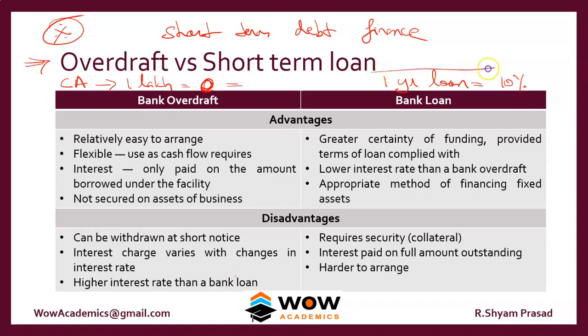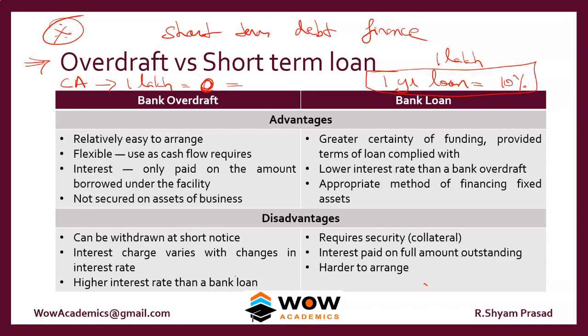In a bank loan, they have given you 1 lakh in hand and it's up to you to spend it. But in a bank overdraft, they give you a loan only when your current account reaches zero, and if it wants to go below, they give you an overdraft. Hope you have understood the logic here. So in a bank loan, you have the cash in hand. In a bank overdraft, you don't have cash. Only when it goes to zero and below, you can go for a bank overdraft.